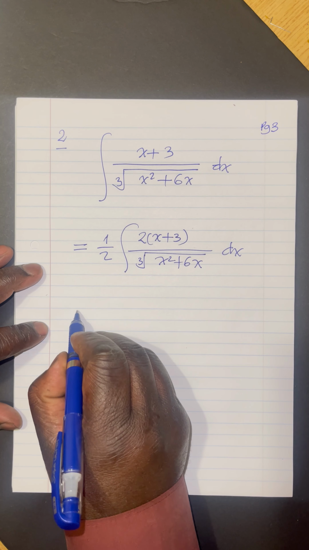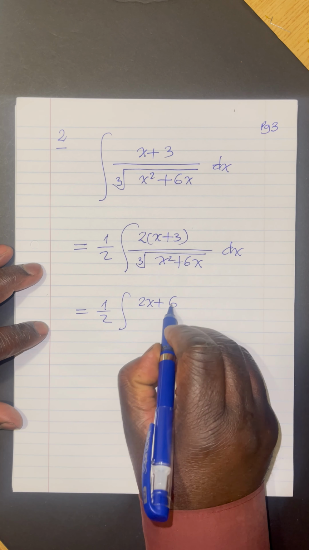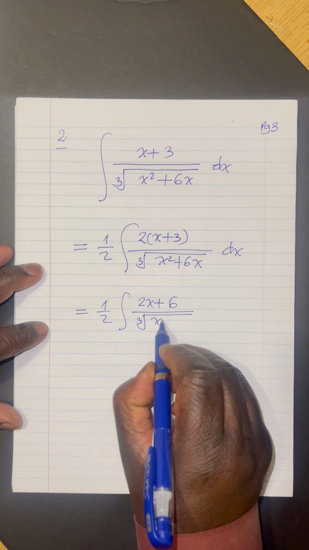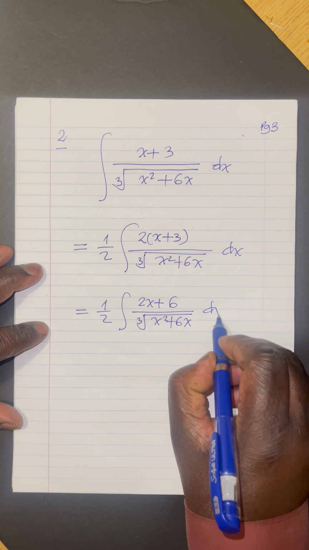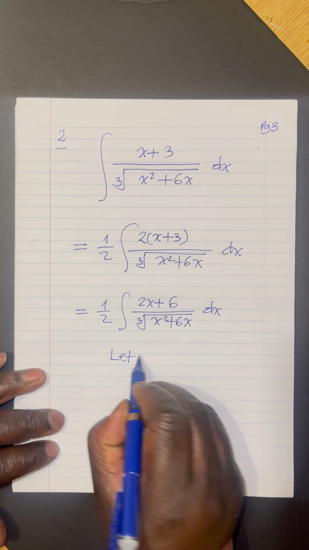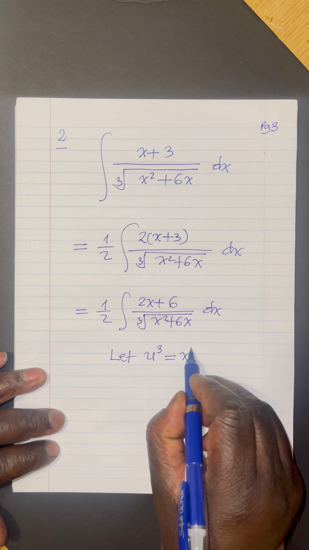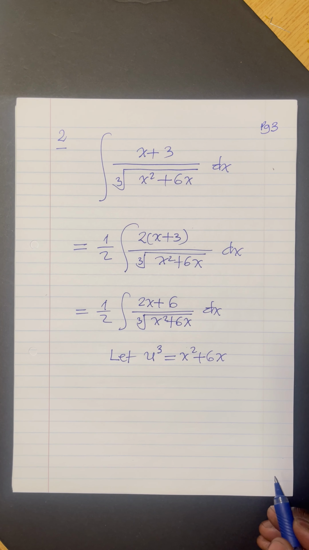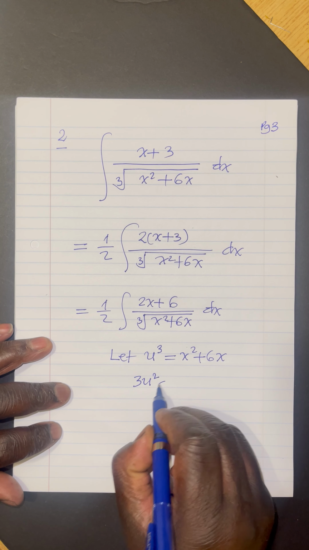Now let me simplify this. This is going to be 1 over 2, the integral of 2x plus 6, and we're saying all over cube root of x squared plus 6x, and I'm saying dx. Wonderful. So now I can say, because of cube root here, I'm going to say let u cubed be equal to x squared plus 6x. Differentiating both sides, you will agree with me that this is going to be 3u squared du.